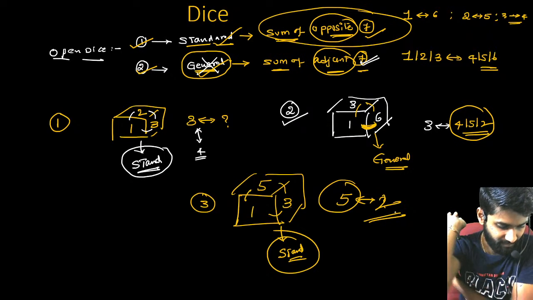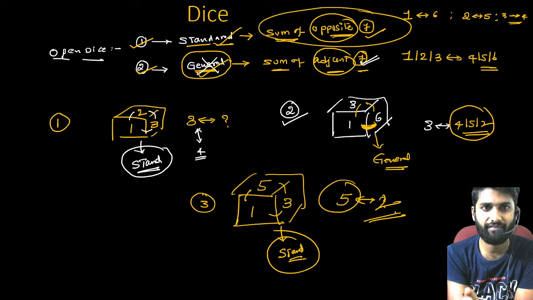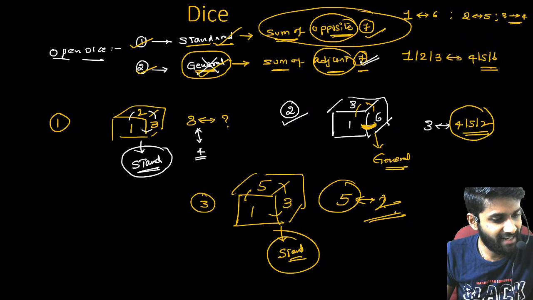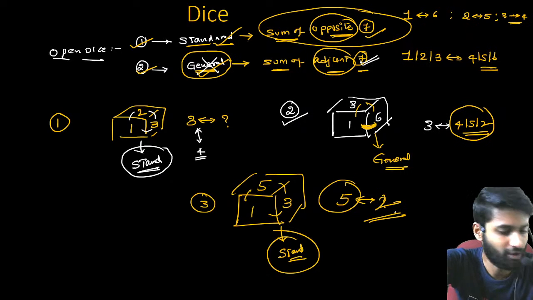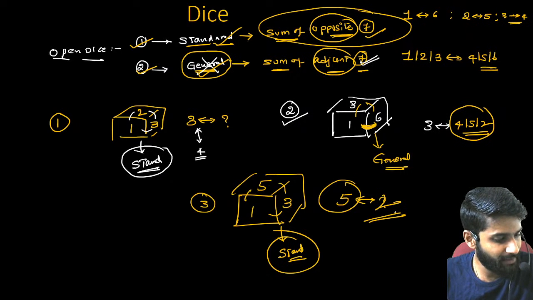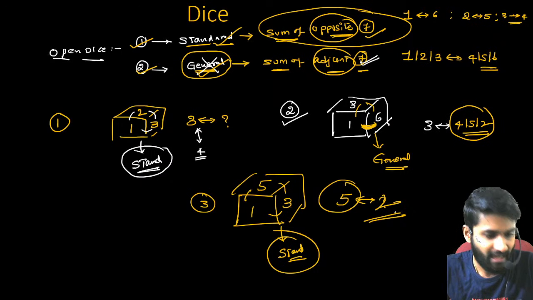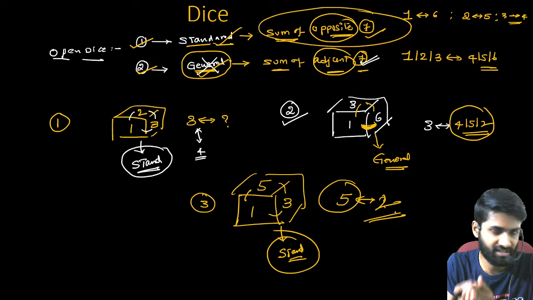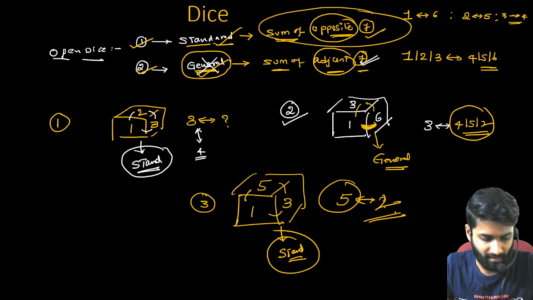Is it clear? If any die is rolled in questions related to numbers, just identify whether it is a standard die or a general die. It's enough for the question. So just keep the definitions in mind. The definition of a standard die says that the sum of opposite numbers is 7. If it is a general die, the sum of adjacent numbers is 7. Keep those two definitions in mind, then you can easily handle questions on a single die. Is it clear?